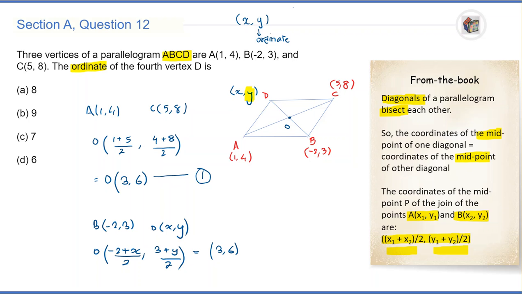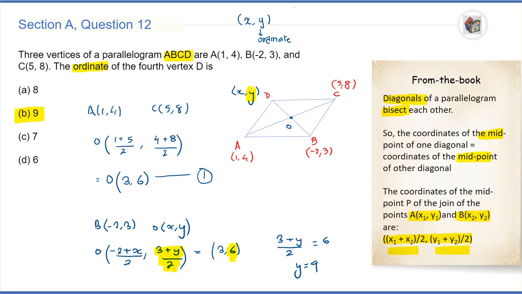Now all I can do is just equate my x's, equate my y's, but since I'm only interested in the y part, I will only work on this much. So what I have is that (3 plus y) by 2 is equal to 6. When you solve this, you get the value of y as 9. So y equal to 9 is the correct answer, choice B.